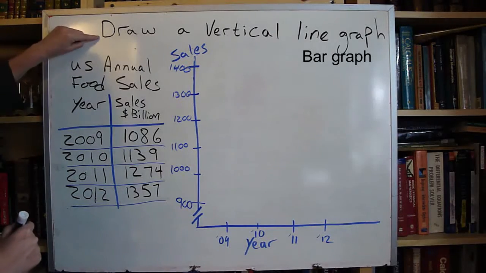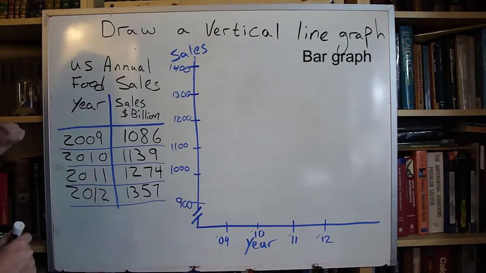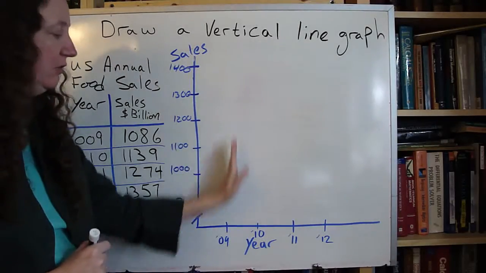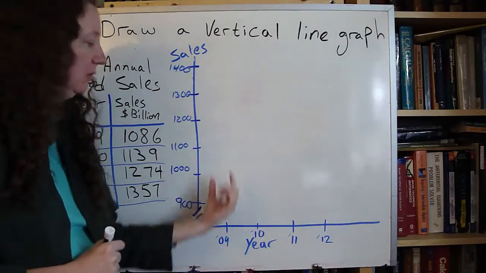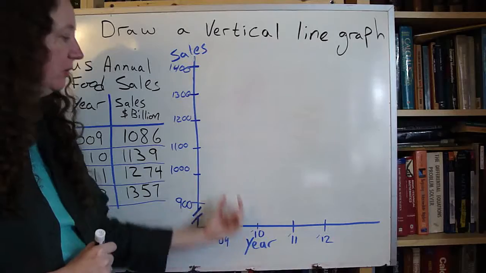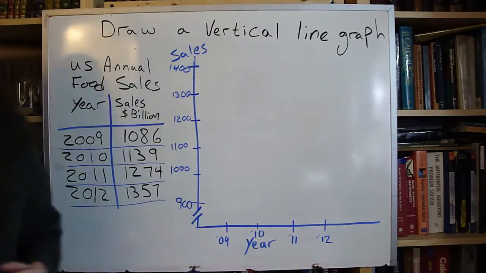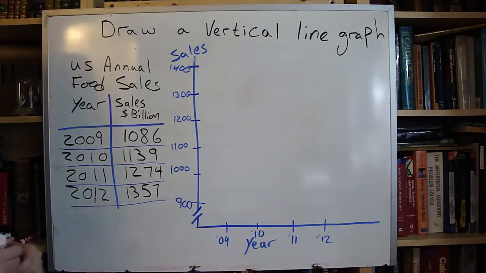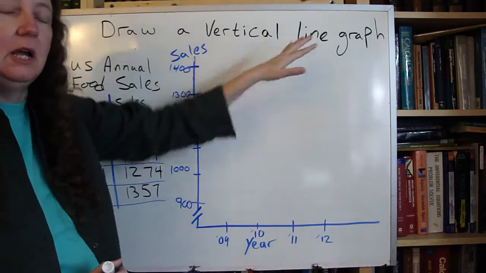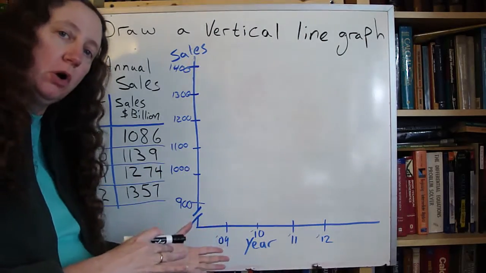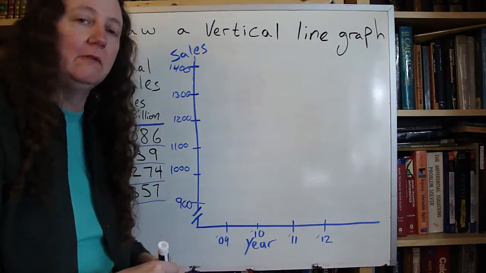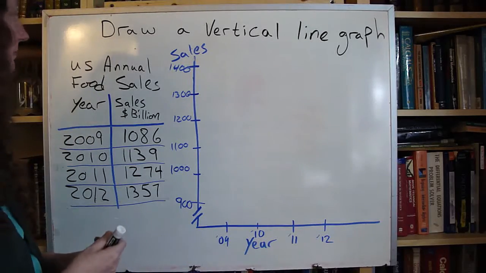Here you're being asked to draw a vertical line graph. So vertical, that's the ones where you're going up and down. So we're going to have the bars up and down here. Although this is saying line, so I'm going to show you both a bar graph and a line graph. We're going to start with the bar graph.